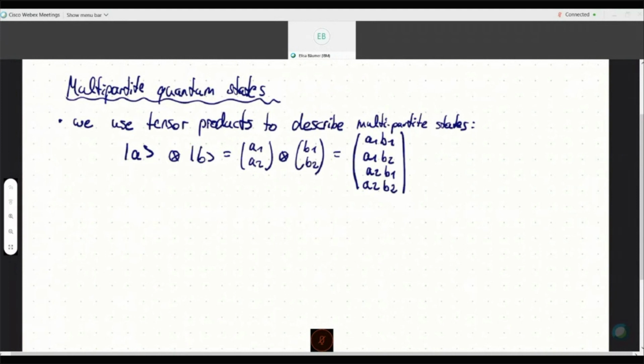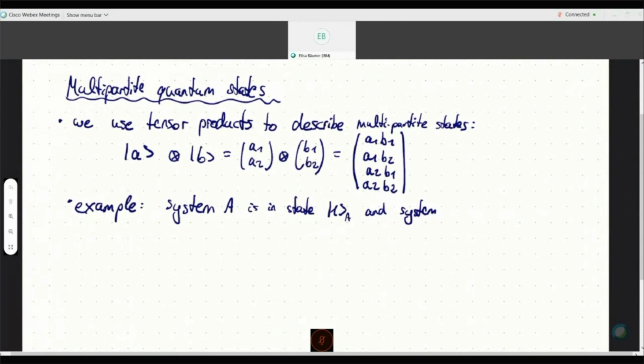To give you an example, let's say system A is in state 1. I put this small a here to determine which Hilbert space, or which particle, or which qubit I'm talking about. So now I'm talking about qubit A being in state 1. And then I have the system B, or qubit B, which is in state 0. And I have a small b here, so you know which one I'm referring to.